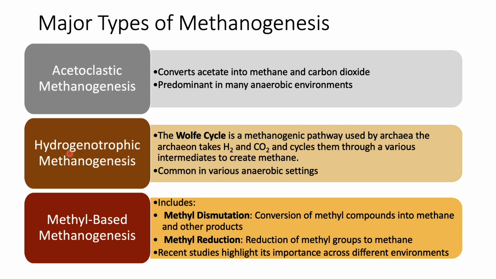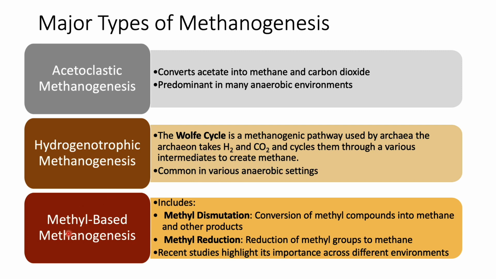And the second one is hydrogenotrophic methanogenesis. This is the Wolfe cycle, a methanogenic pathway used by the archaea. The archaeon takes hydrogen and carbon dioxide and cycles them through various intermediates to create methane. This is common in various anaerobic settings. So this is the second type of reaction.